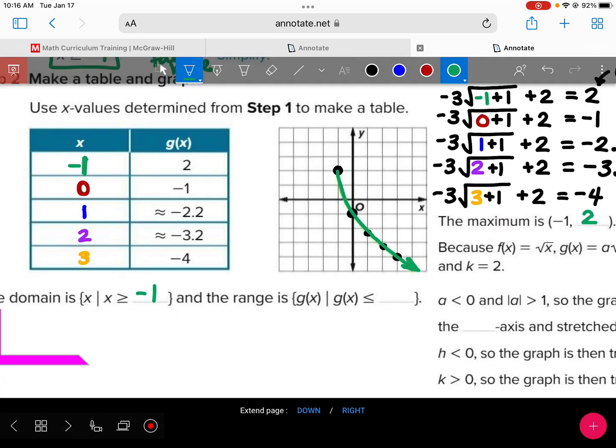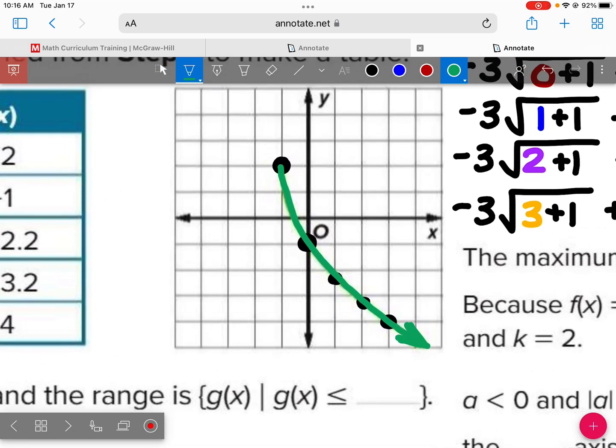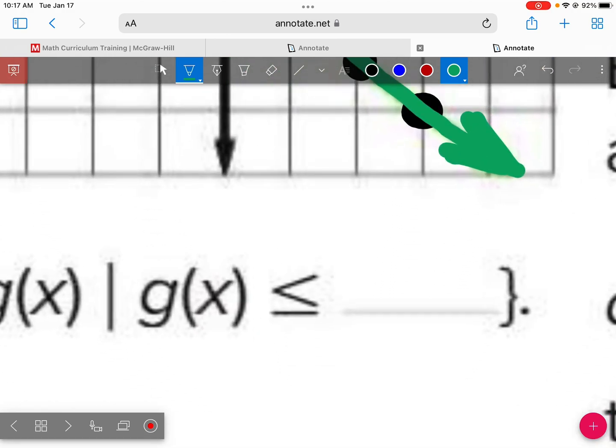And the range, is my graph above or below what we said was my maximum? Here's the maximum. Is the rest of the graph above or below that point? Below. So am I going to use a greater than or a less than if all the rest of the graph is below this point? Less than. If it sits above that first point, then I'm going to use a greater than. If it sits below that first point, then I have a less than or equal to. Less than or equal to what? What was that top y value? 2.